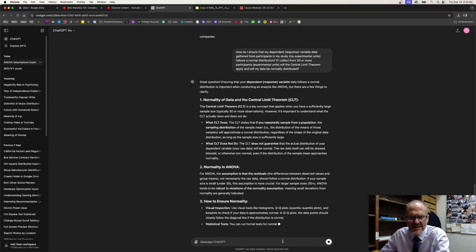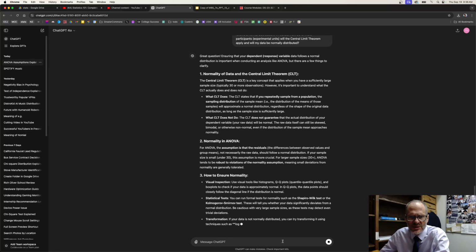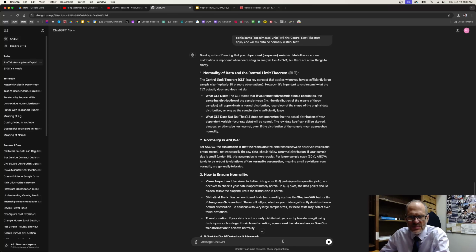What CLT does: CLT states that if you repeatedly sample from a population, the sampling distribution of the sample mean, the distribution of the means of those samples, will approximate a normal distribution regardless of the shape of the original data distribution, as long as the sample size is sufficiently large. So this is like the distribution of doing many samples. And the distribution of, sampling distribution, that's the phrase I was looking for.